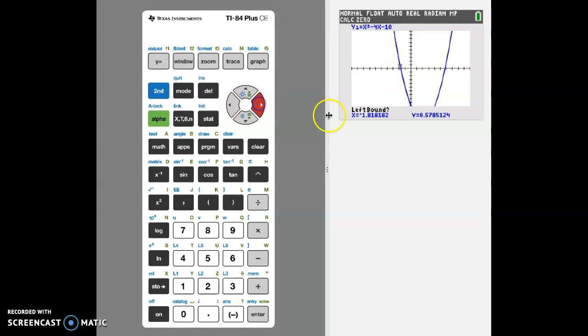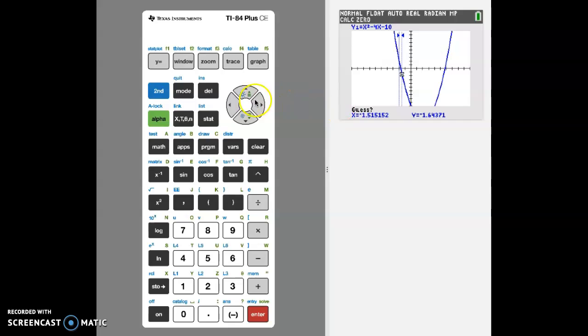And now I could stop here, but I'm not 100% sure that that's to the left. So I want to do it one more time. And then I hit enter. And now it's prompting me for a right bound. So I hit right, right, right, right, right. And then I hit enter.